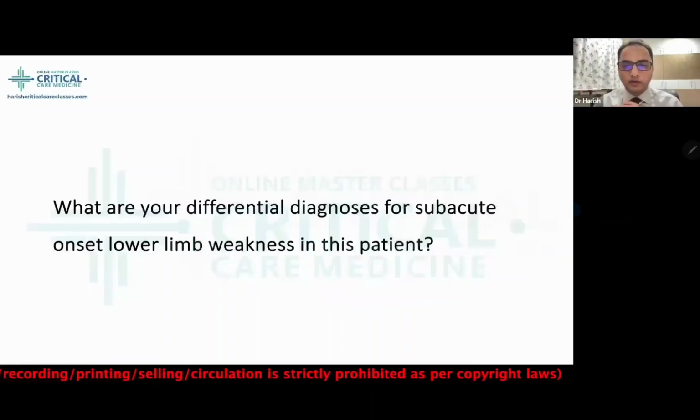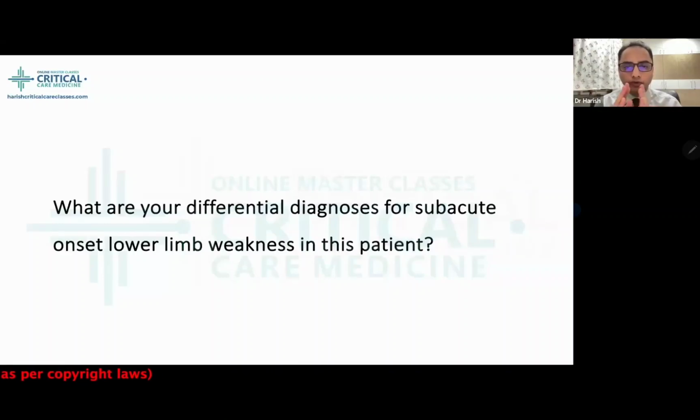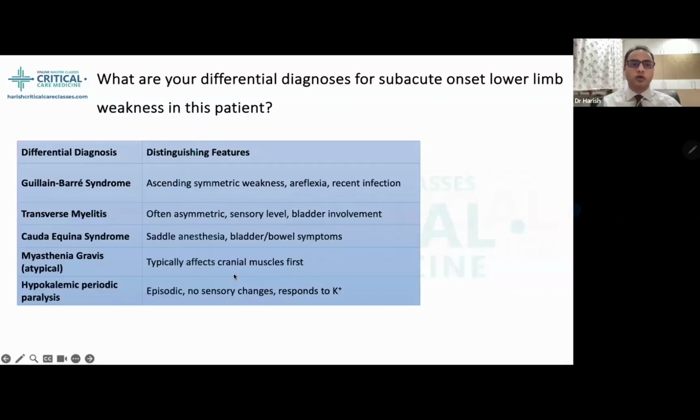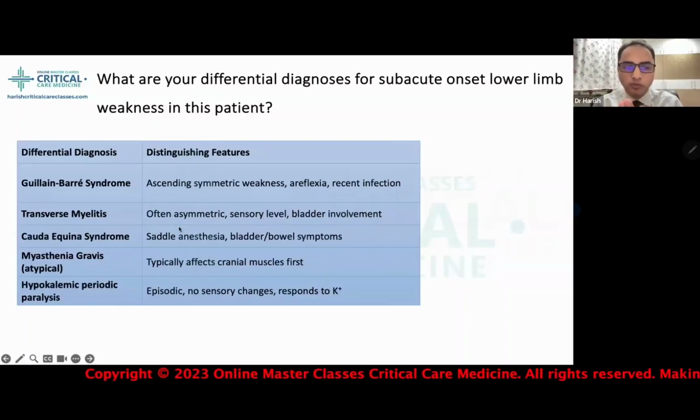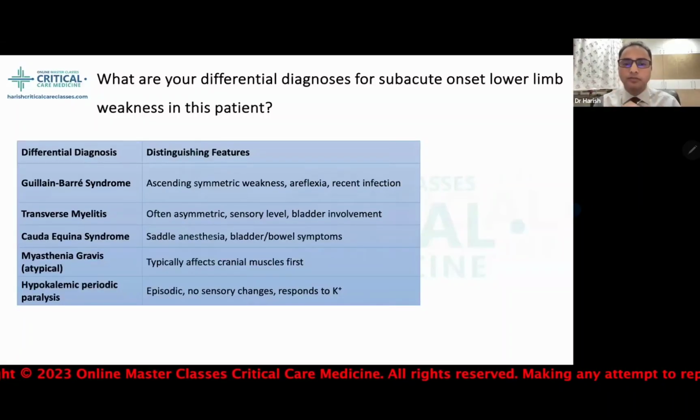What are your differential diagnoses for a subacute onset of lower limb weakness in this particular patient? A young male who is having a subacute lower limb weakness. How are you going to have a differential diagnosis at this level? If you see, GB syndrome is going to have an ascending symmetrical weakness and areflexia, with some sort of recent infection background. Transverse myelitis is often asymmetrical, a sensory level will be there, and bladder involvement will be there. Cauda equina syndrome: saddle anesthesia, bladder and bowel symptoms are there.